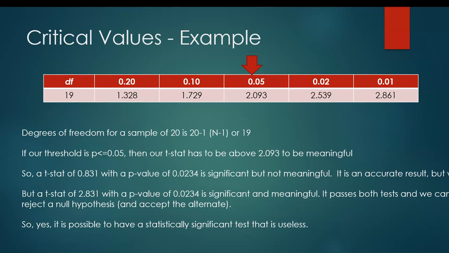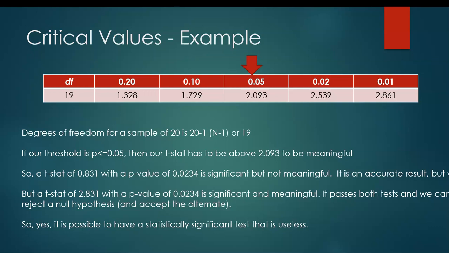So in this particular example, we're going to use a degrees of freedom of 19. Our threshold is 0.05, so we'll look at that column. Our t-statistic has to be above 2.093 for it to be meaningful. So a t-stat of 0.831 with a p-value of 0.0234 is significant, but it's not meaningful because for the row, degrees of freedom 19, the column, 0.05, it does not exceed that critical value. It's an accurate result, but we don't care.